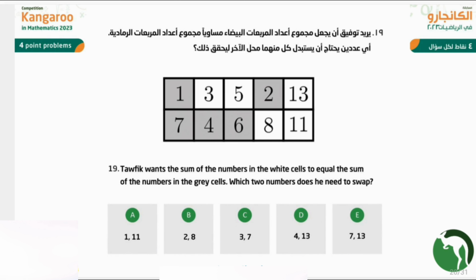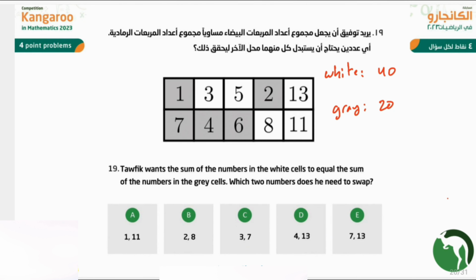So in the white cells, we have 13 plus 11 plus 8 plus 5 plus 3, which is equal to 40. And in the gray cells, we have 2 plus 6 plus 4 plus 7 plus 1, which is equal to 20. So the difference between these two is 20. So we need to subtract 10 from this one and add it to the second one. So how can we achieve that? We have to replace between two cells.